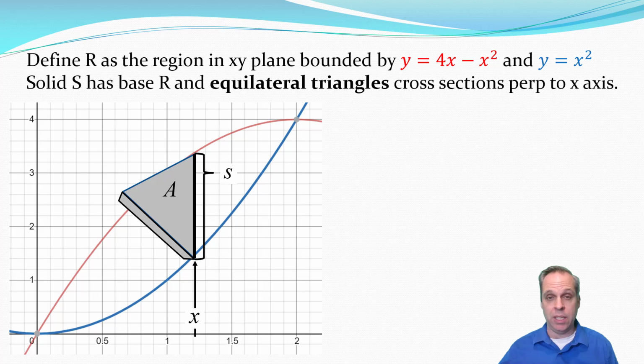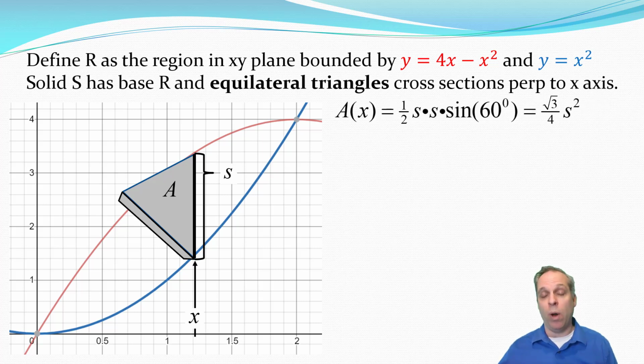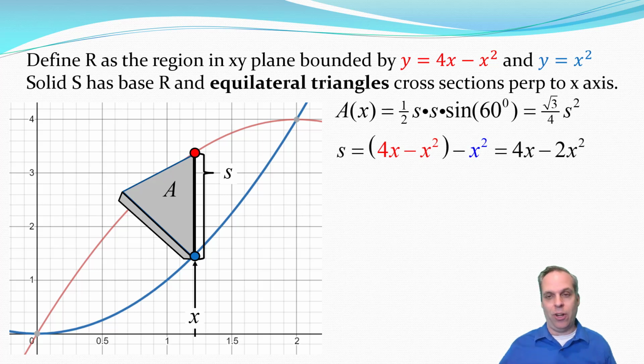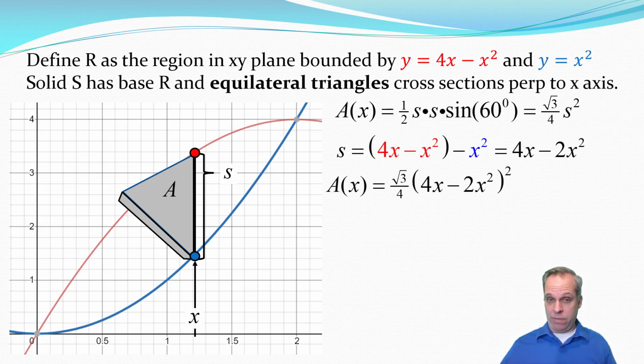In this case, the area as a function of x would be 1/2 s squared times the sine of the angle between those two sides, which, being an equilateral triangle, must be 60 degrees. So we get the area as a function of x is the square root of 3 divided by 4 times s squared. And to find the length of s, that hasn't changed. All I do is look at the two points, look at the two y-coordinates, and take the larger y-coordinate minus the smaller one. So s hasn't changed at all. That means the area of that equilateral triangle as a function of x is given by this formula.